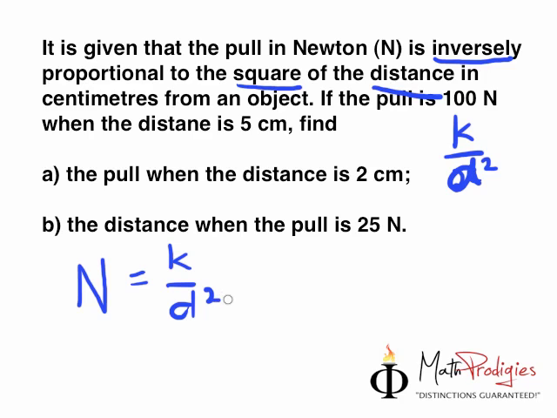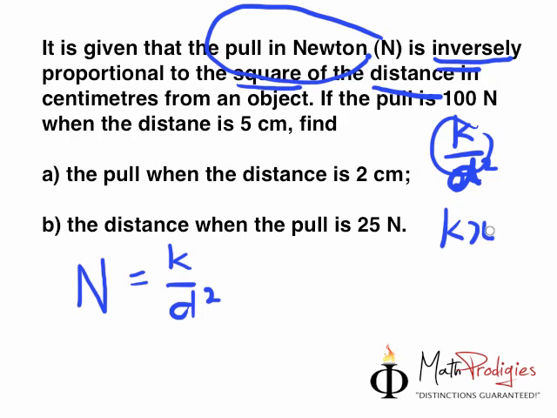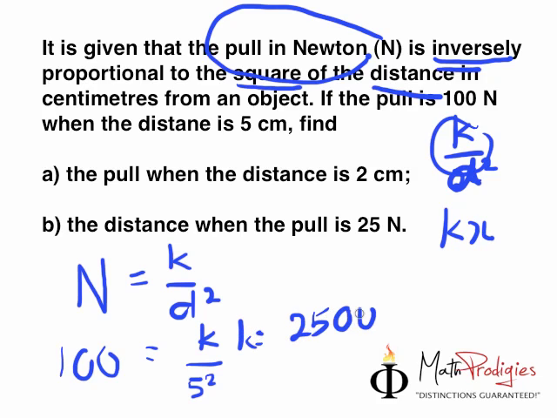Voila, very simple. So again, I want you to get the concept. All you have to do is write this down. The pull is, when you say inversely, you do it this way. If you see it's directly proportional, you do it this way. And step 2 is then to plug in whatever numbers they gave you. Okay? So N equals k over d squared. If the pull is 100 newtons, so you find out 100 equals k over, and the distance is 5 cm, 5 squared is 25. So k equals 2500. Can you see that? So k is 2500.